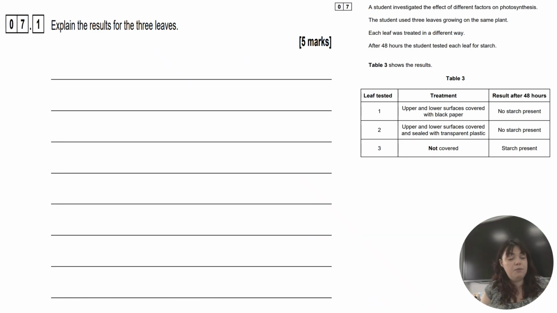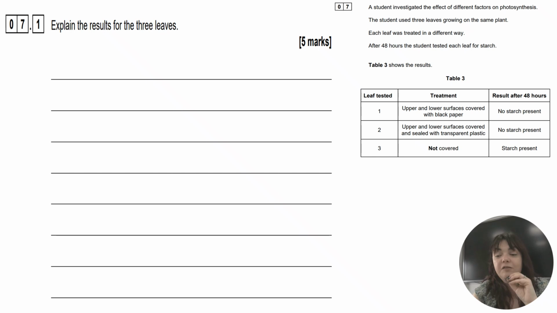Right, so here we've got a student investigating the effect of different factors in photosynthesis. The student used 3 leaves growing on the same plant. Each leaf was treated in a slightly different way, and after 48 hours, the student tested each leaf for starch, and table 3 shows results. So leaf 1, okay, upper and lower surfaces covered in black paper, there was no starch present. Leaf 2, upper and lower surfaces covered and sealed with transparent plastic, no starch present. Leaf 3, not covered at all, and there was starch present.